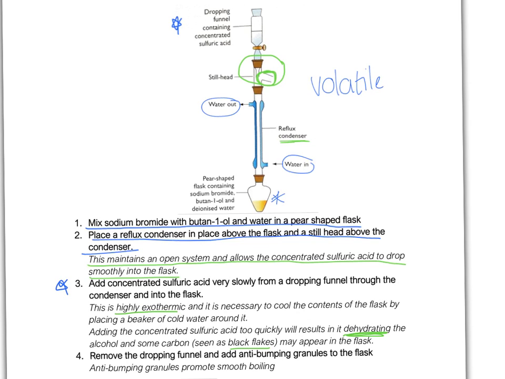So, for example, that could be a question on your exam paper. You might be asked to explain the formation of black flakes at the bottom of your flask at this stage, and you may be asked for a way to prevent that. So you could say the black flakes appear because the concentrated sulfuric acid was added too quickly, which resulted in the dehydration of the alcohol. And the way you could prevent that is by adding it more slowly.